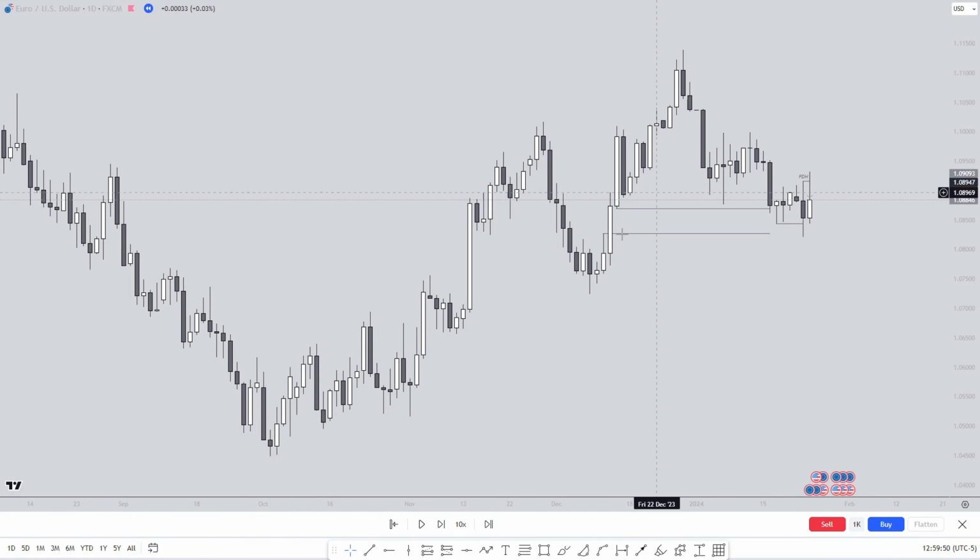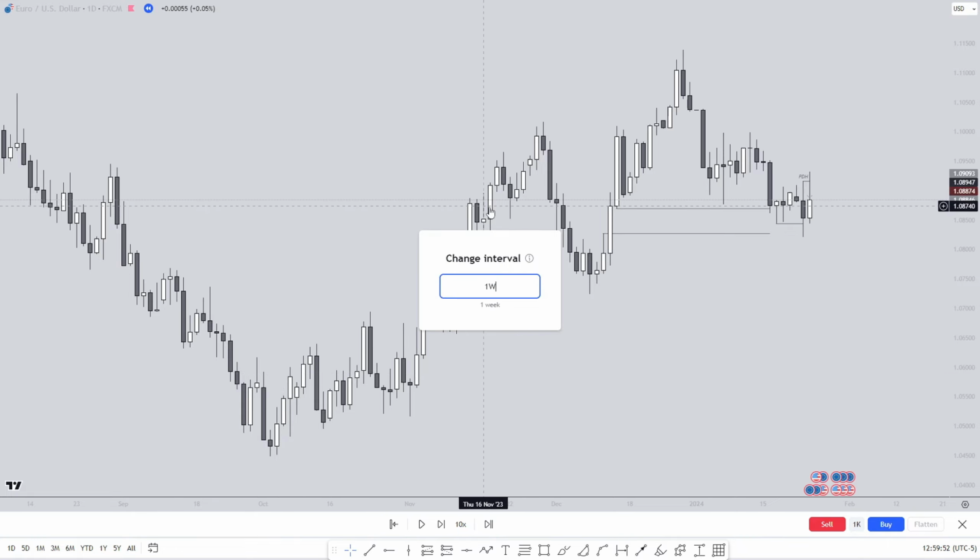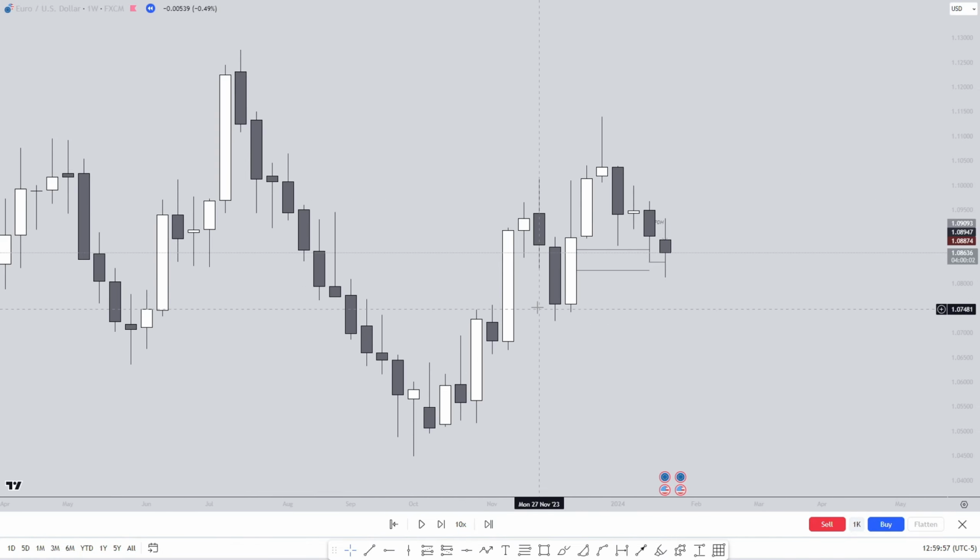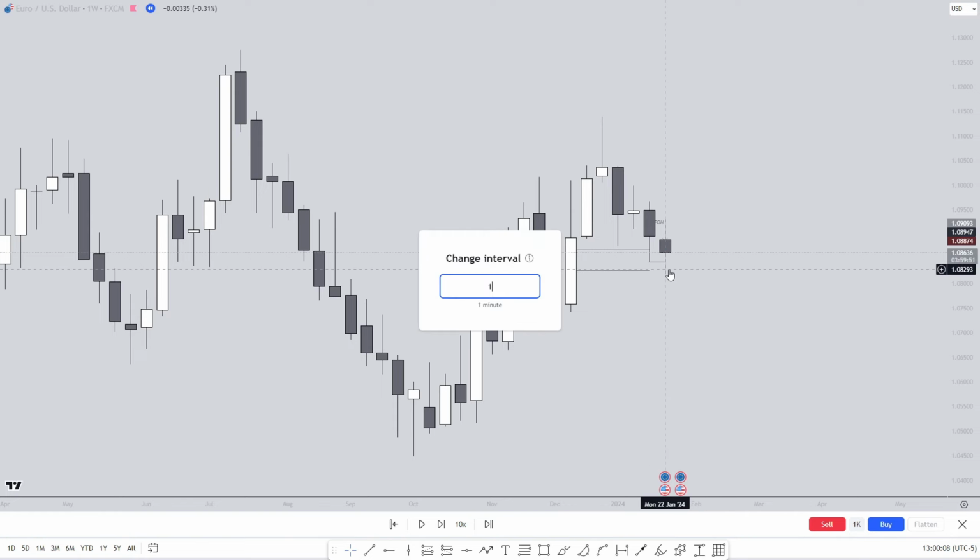You can see that the weekly order flow is still bullish. Have a look at this right here. See how price is going higher on the weekly chart. These are what indicated to me that price might go higher.